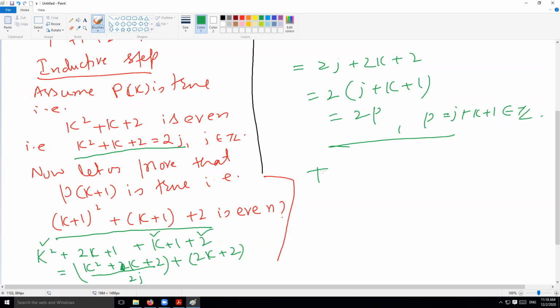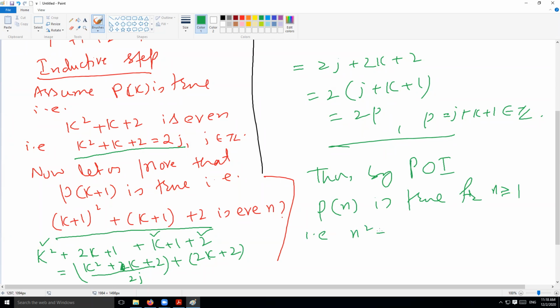And thus, you must write it, by the principle of induction, P of n is true for all n bigger than or equal to 1. That is, n square plus n plus 2 is even for all n bigger than or equal to 1.